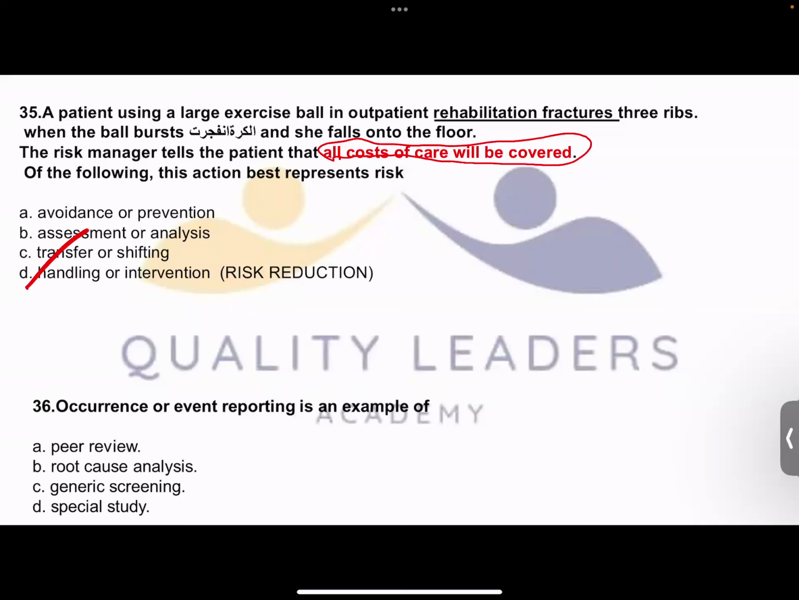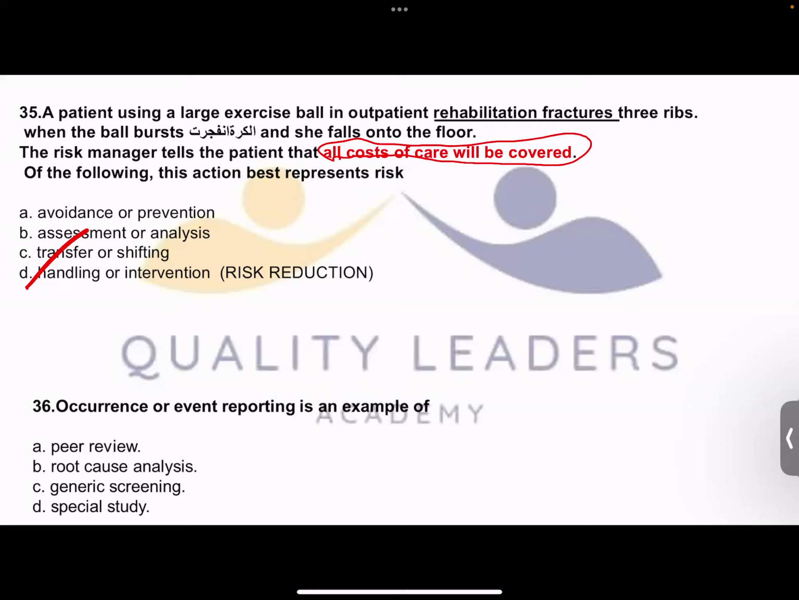Okay, number 36. Occurrence or event reporting is an example of A, peer review; B, root cause analysis; C, generic screening; D, special study. Any answer? Peer review. Doc Gulam?